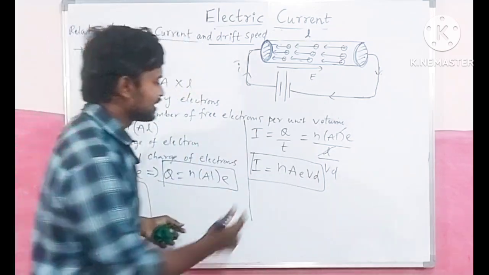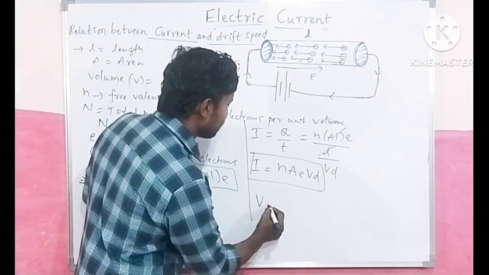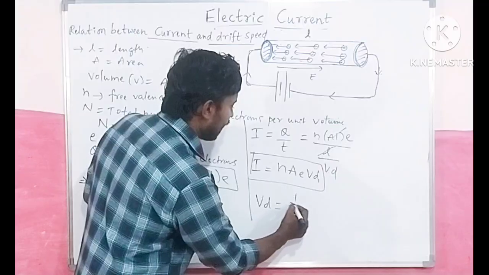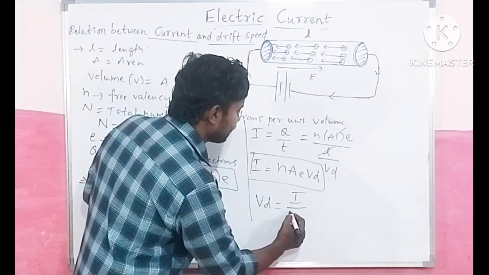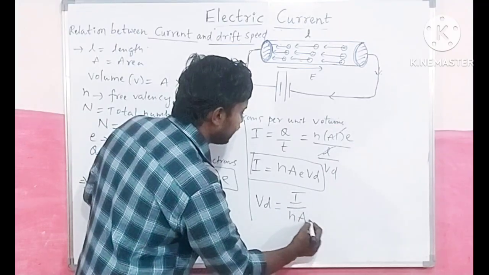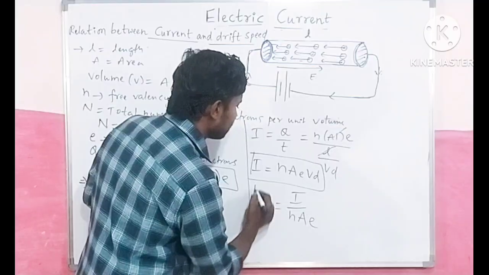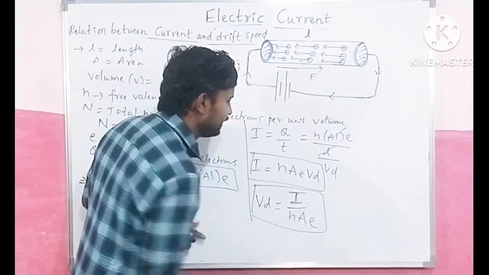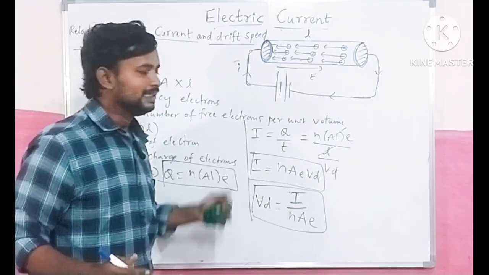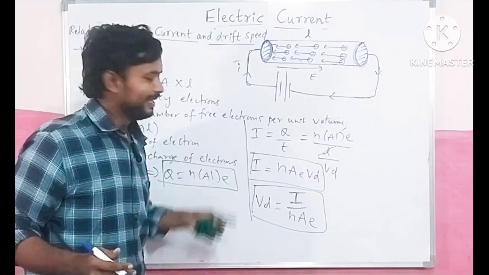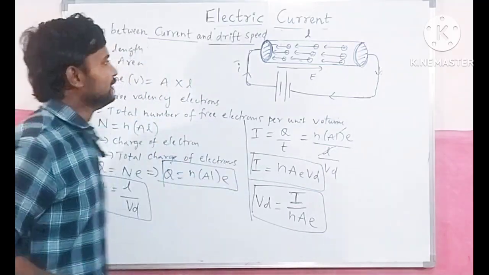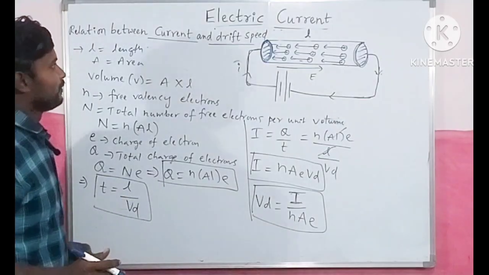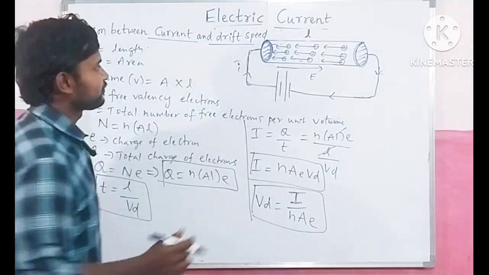From this equation we can write drift speed Vd equals I by n A e. This is the relationship between current and drift speed. I will explain it again. This is very, very important.